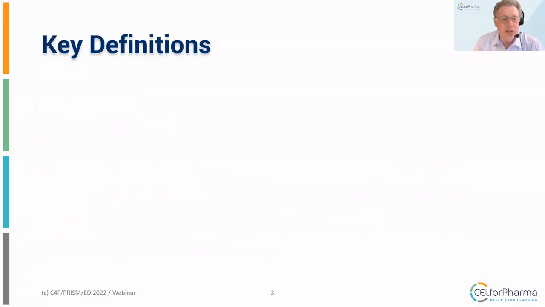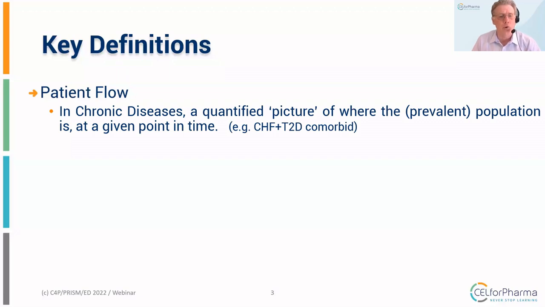Just to start with a few key definitions, patient flows. Well, the word flow is a bit of a challenging one, because if you're looking at chronic diseases, patient flows are actually a quantified picture of where the prevalent patient population is. So for example, you could have heart failure patients, CHF, you could have type 2 diabetes patients, and then you have a number of patients that you would see if you would take a picture of the marketplace, which you would then see in a patient flow. So that would be more of a picture, in fact.